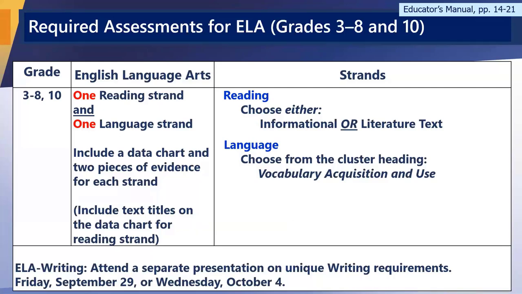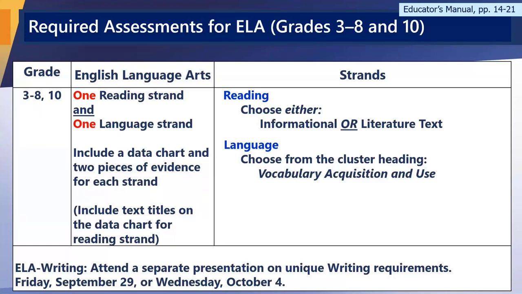So when you go to the educator's manual, it'll have each and every grade laid out for you. Each grade has its assessment. I'm just going to give you a high-level view for ELA, because everyone who's doing ELA for grades 3, 8, and 10 is going to do one reading strand, just one, and they're going to choose either informational or literary text. You're also going to do one language strand. Now you're going to use a program called Forms and Graphs. It's online and it'll take you right to the correct cluster heading. Just know that the cluster heading, which is just a topic, is vocabulary acquisition and use. That's what we're going to focus on in language.